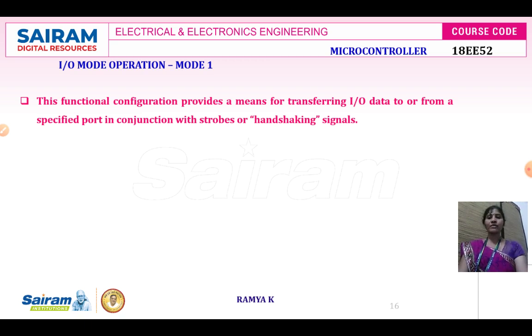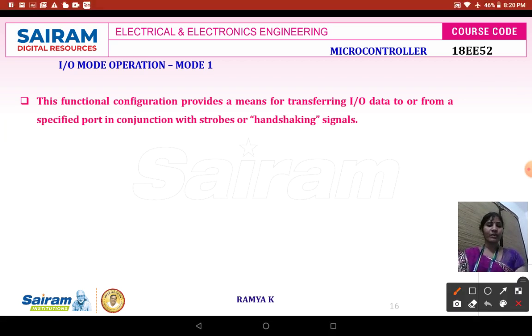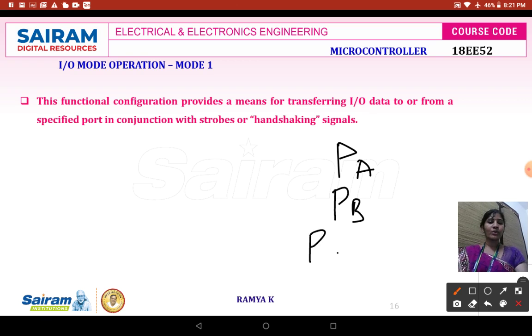The functional configuration provides a means of transferring the data from your IO to or from a specified port in conjunction with your strobe or handshaking signal. As we all know, 8255 has three ports, that is port A, port B and port C. Port C has two parts, one is port C upper, another one is port C lower.